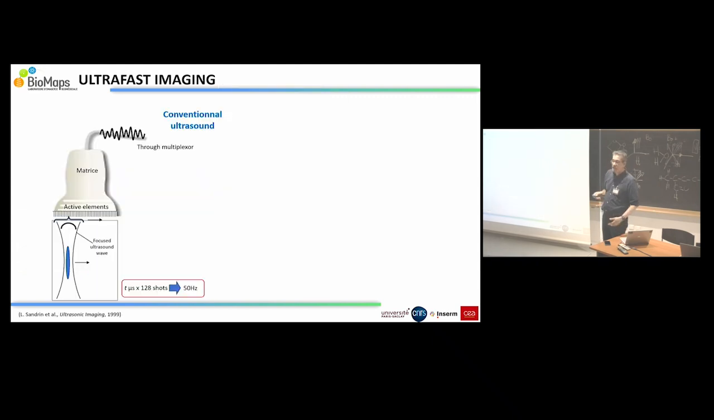So how can we do that with ultrasound? In conventional ultrasound, as I showed you before, we take a bunch of elementary elements, we focus the ultrasound, we listen to echoes, we build a line. And we do that 128 times, as many times as we have transducers. And due to that, you have 50 Hertz, 50 frames per second of imaging.